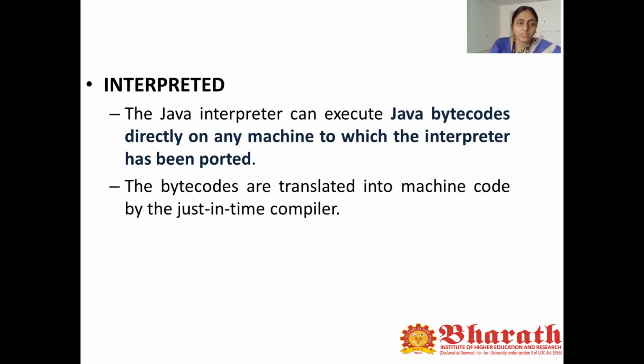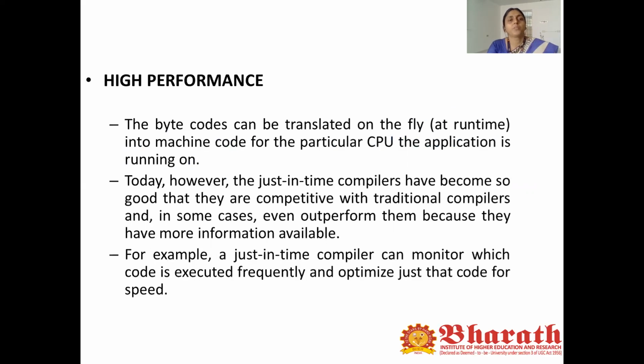And the next feature is interpreted. So the Java interpreter can execute Java bytecodes directly on any machine to which the interpreter has been ported. So the bytecodes here are interpreted from the high-level language and are translated to machine code by the just-in-time compiler. So the high-level language is interpreted to bytecodes and the bytecodes are translated into machine code.